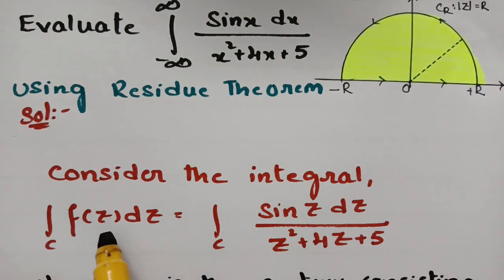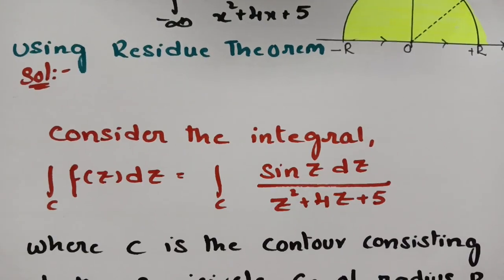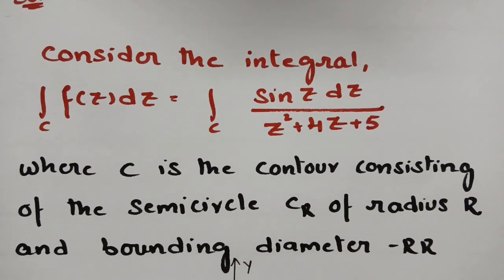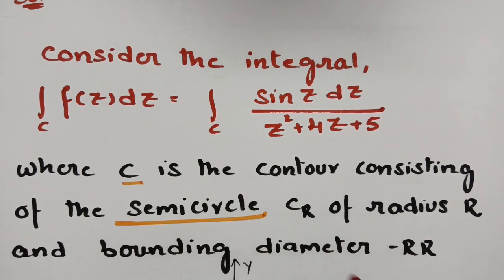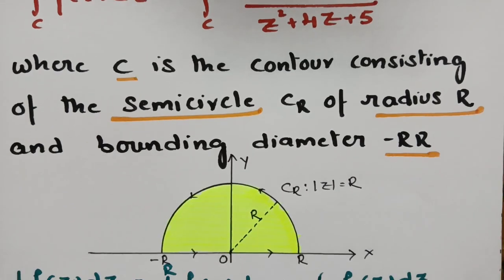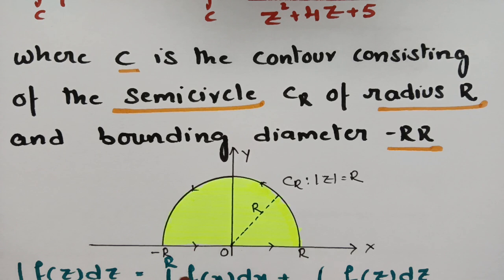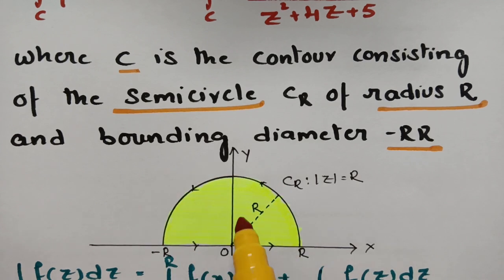So the integral over C of f of z dz can be written as sin z by z squared plus 4z plus 5 dz. What is this contour? C is a contour consisting of a semicircle C_R of radius R and the bounding diameter from minus R to plus R. This is the diameter, and this is a semicircle with center 0 and radius R. As this is a closed contour, we have to evaluate the integral within this one.